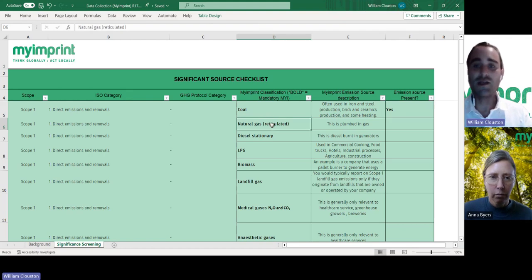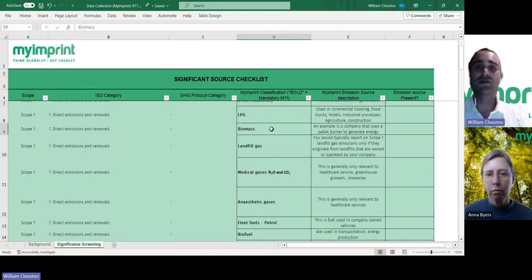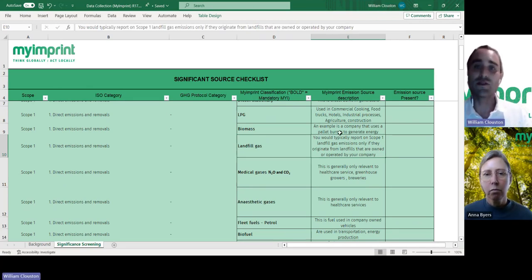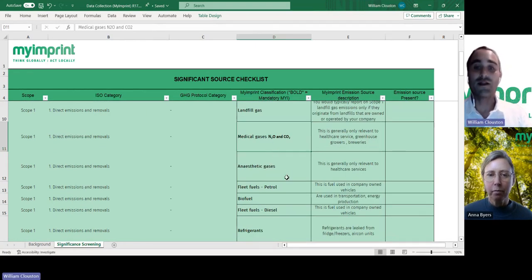So again, natural gas, diesel stationary, this is diesel burnt in generators, LPG, biomass, so that's generally things like pellet burners for industrial processes, landfill gas, typically that's for businesses that have their own landfill on site, so you may or may not have that one. Medical gases, and both of those will be for healthcare or hospitals.